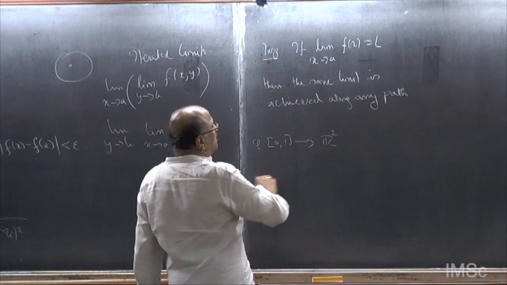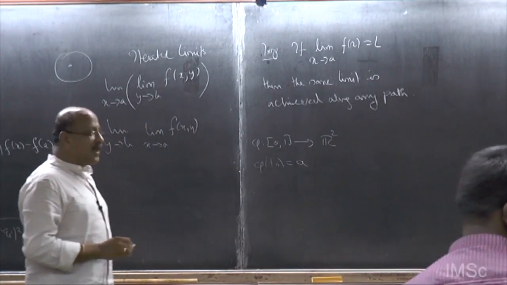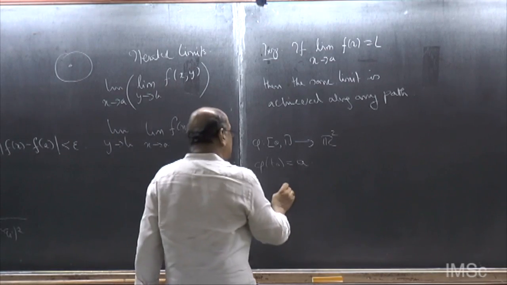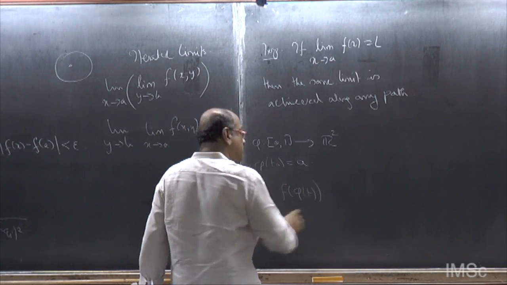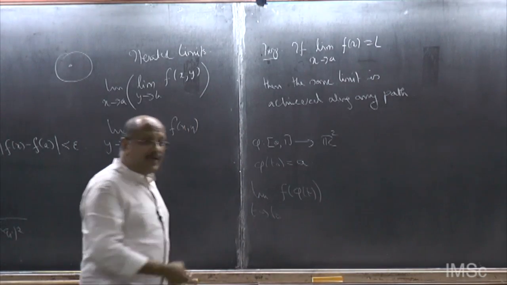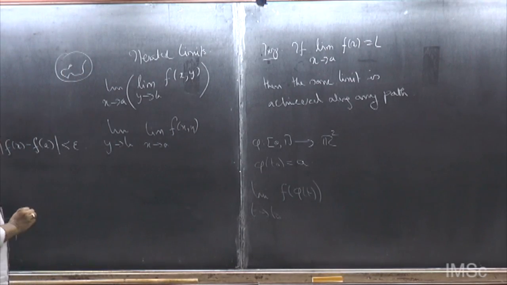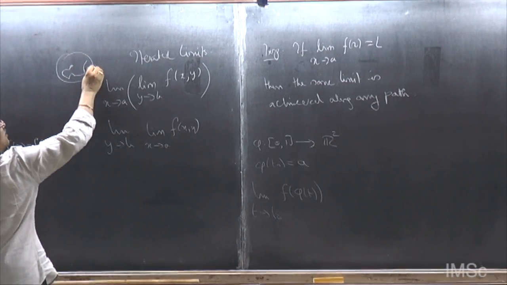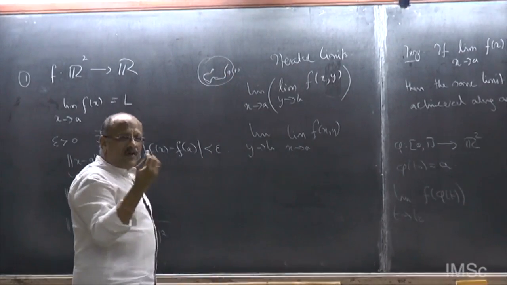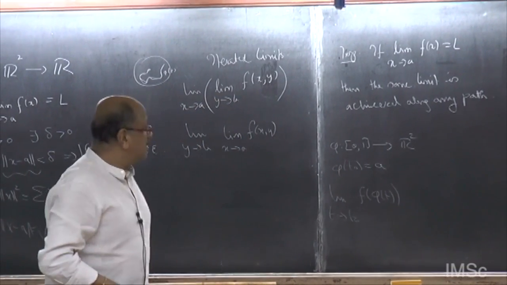When I say I am approaching this limit, suppose phi of t naught equals a, then what do I mean by the limit along this path? I take f of phi of t, limit t tending to t naught. This is what I mean by the limit along that path. So, I have a point here, I move along like this. This is the function phi of t, this is the path. I evaluate the function on phi of t, and now it becomes a function of one variable, and I am taking the limit as t goes to t naught.